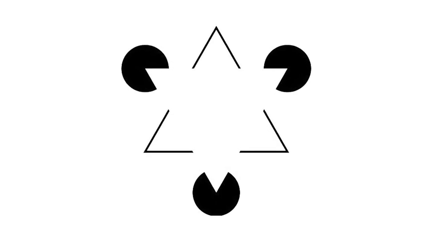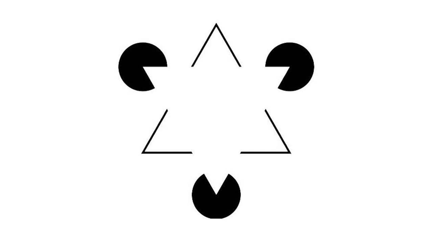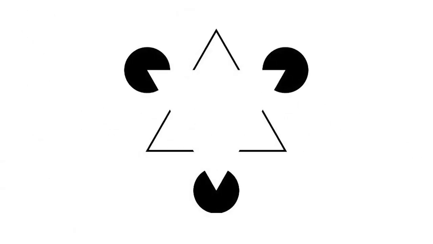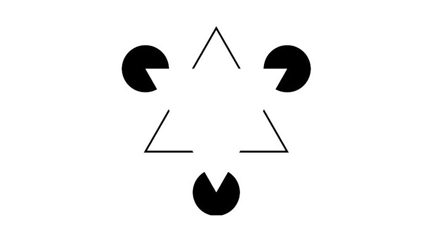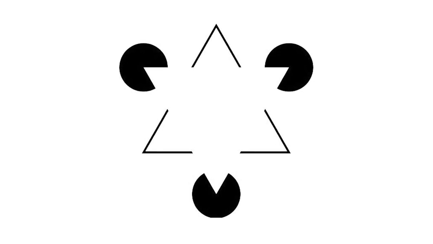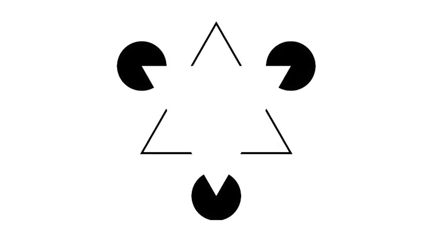This is called the Kanizsa Triangle Illusion, having first been created by Italian psychologist Gaetano Kanizsa in 1955, and is an example of how our brains fill in the missing information. Psychologists call this effect the law of closure, where objects that are grouped together are perceived as being whole.